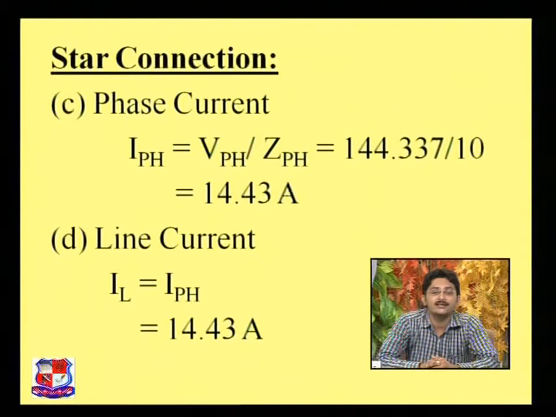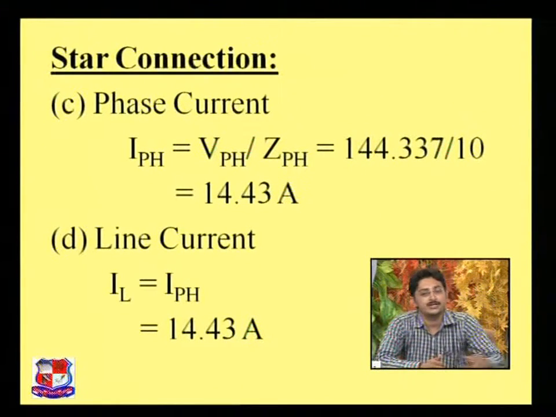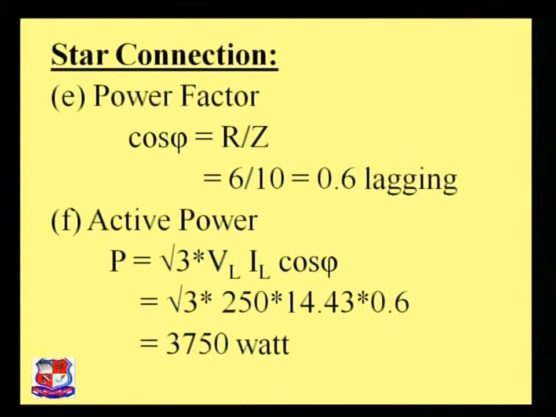The line current IL equals IPH, because in a star connection whatever your line current is becomes your phase current. So IPH equals 14.43 ampere, and your line current IL is also 14.43 ampere. And the power consumed in a delta connection or in a star connection, both are the same.